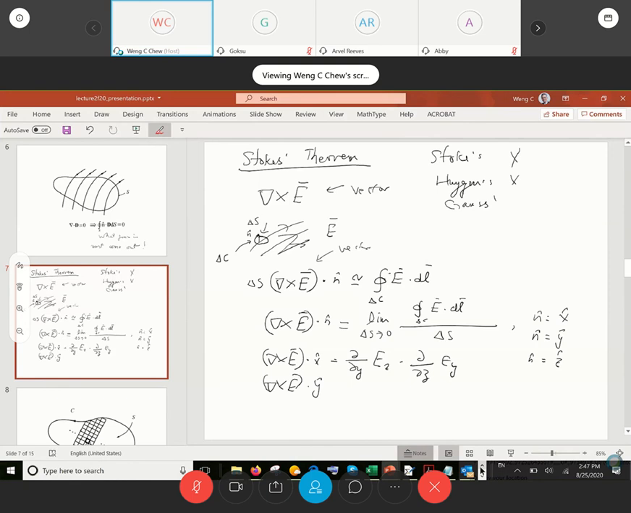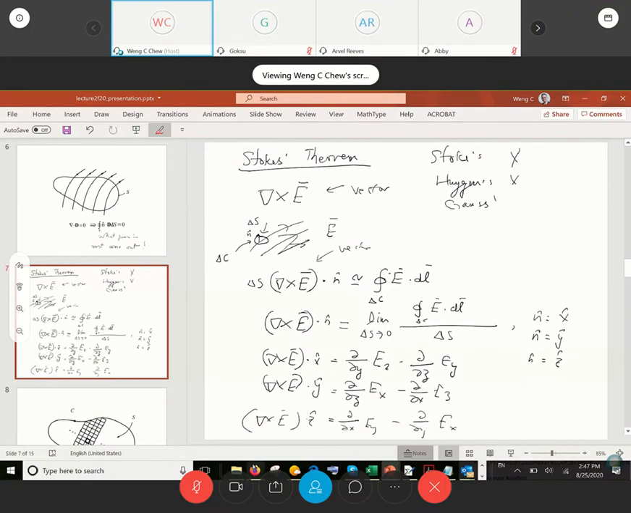Okay? And then this is going to be partial Z EX minus partial X EZ. Partial X EZ, sorry. And then you can also work out the Z component of this, and it will be given by partial X EY minus partial Y EX, okay? But all these details are worked out in the lecture notes, okay?